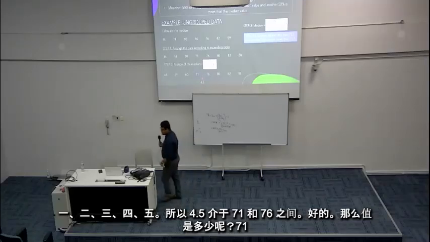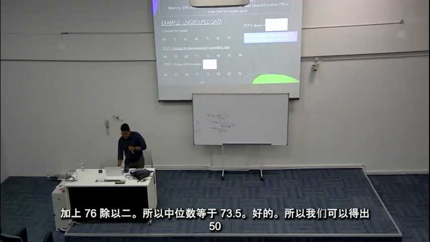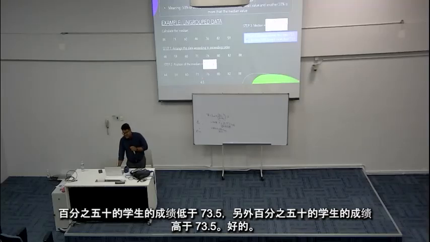So what will be the value? 71 plus 76 divided by 2, so you get the median is equal to 73.5. So we can conclude that 50% of the 8 students score less than 73.5, and another 50% score more than 73.5.